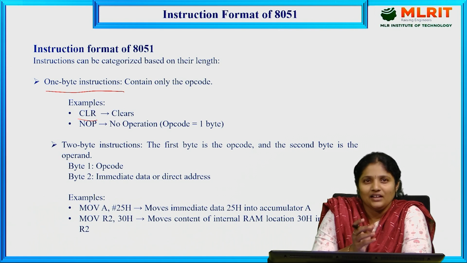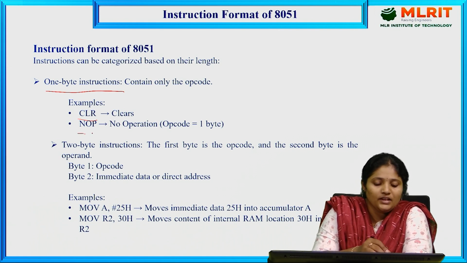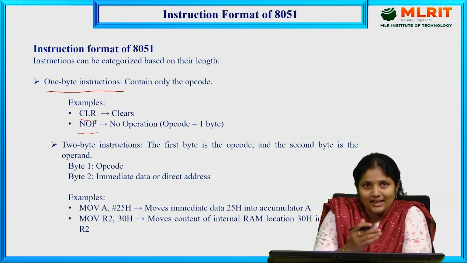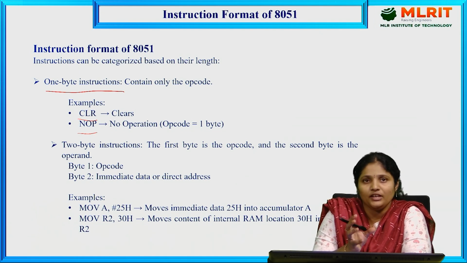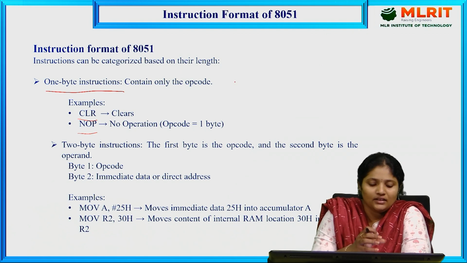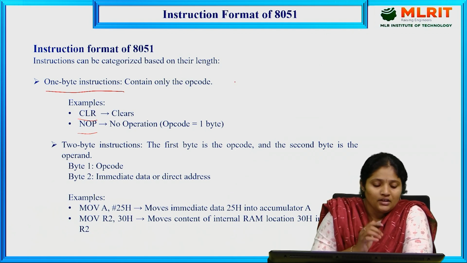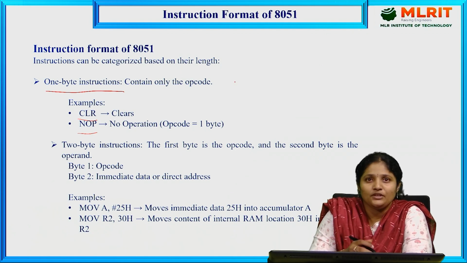So it will clear the data which this instruction follows. And next one is the no operation instruction. Cycles will be moved, but the operation won't be done. So the controller will be in the idle condition at this particular instruction. So these are the examples of 1 byte instructions where only mnemonics will be present.